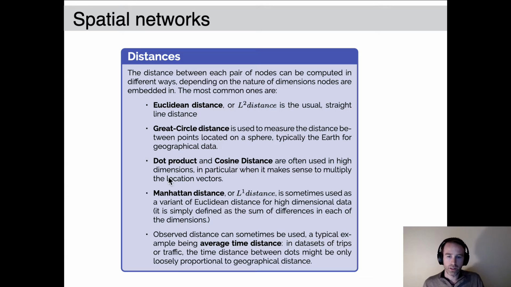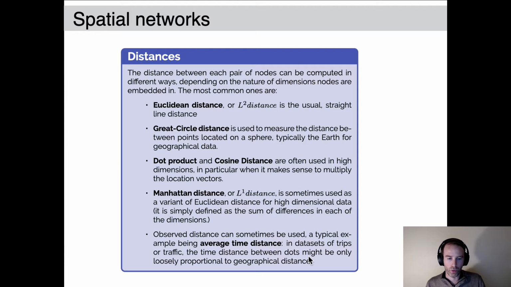In some cases, when it makes sense to multiply the vectors corresponding to the nodes, you can use the dot product or the cosine distance. So we will see this later when speaking about graph embedding. There is also the Manhattan distance, and I won't go into details.